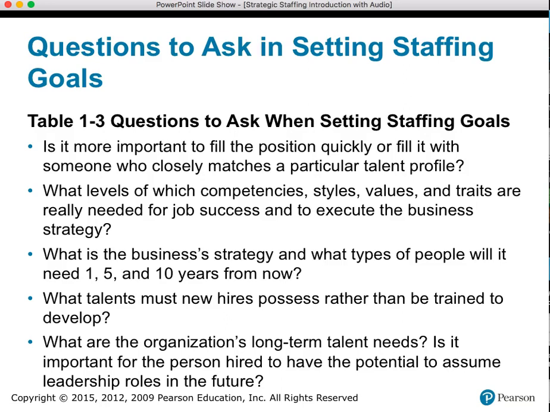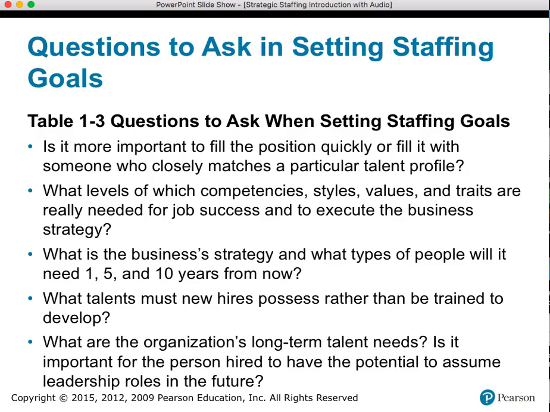Do we need to fill this position quickly, or can we wait and hire the best person for the job? Sometimes you need a body, right? Sometimes you need to have somebody working at the fry cook station at McDonald's, and it needs to be done yesterday. Sometimes you need to have an accounting director, and that accounting director needs to be hired quickly to get up to speed. So some positions, though, we can wait.